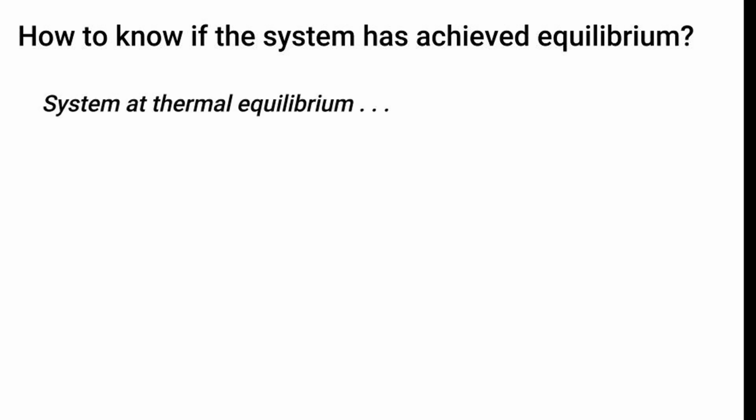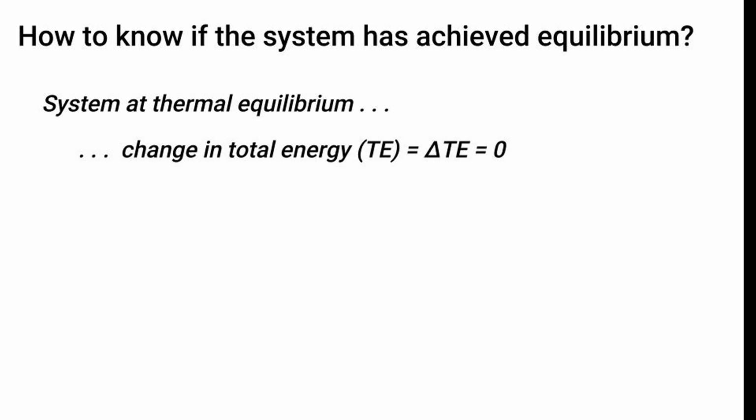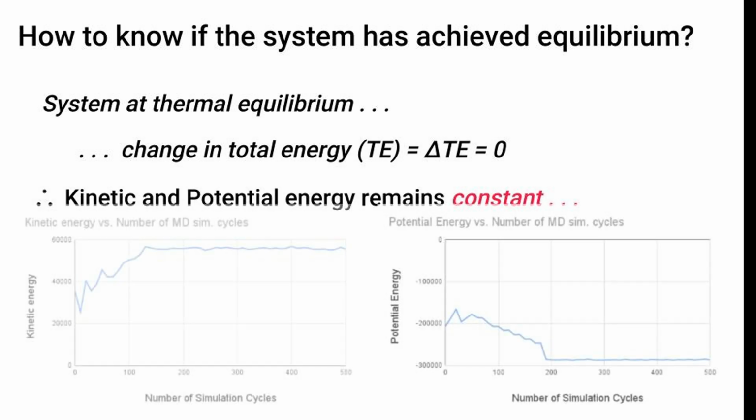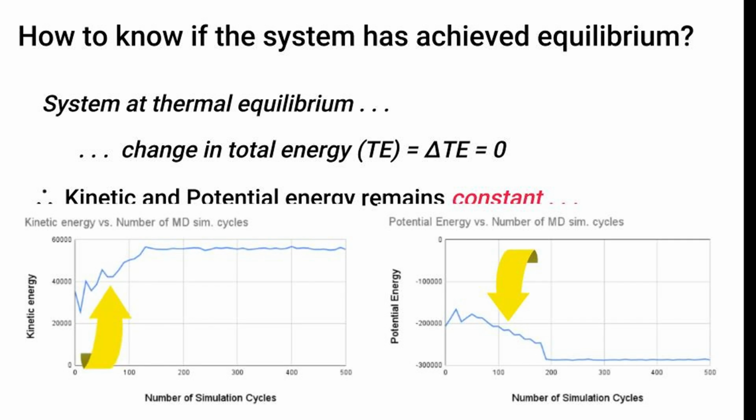A system at thermal equilibrium has stable energy values. Both kinetic and potential energies become constant. Before equilibrium is reached, these energies fluctuate, but once the system stabilizes, the energy values will level off. If you plot the kinetic energy against the number of time cycles, you will notice a wavy line indicating that the system is still out of equilibrium. Once it flattens into a plateau, it shows that the system is in a state of equilibrium.